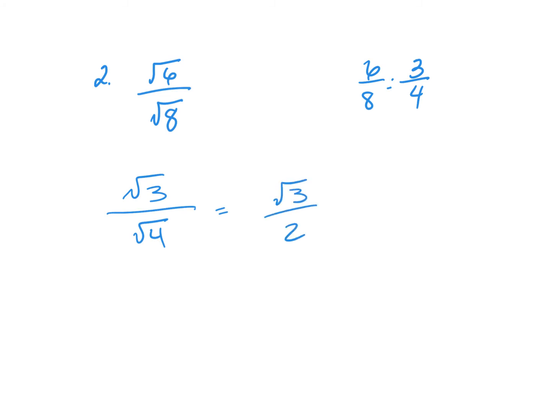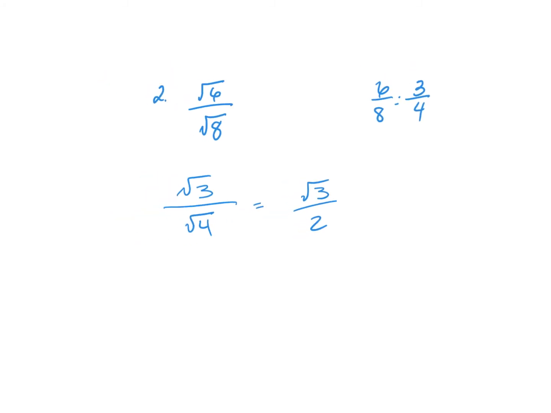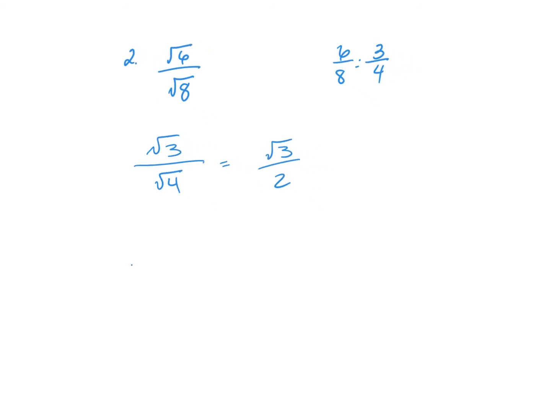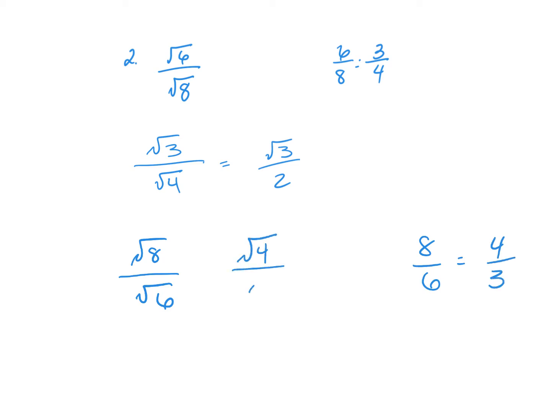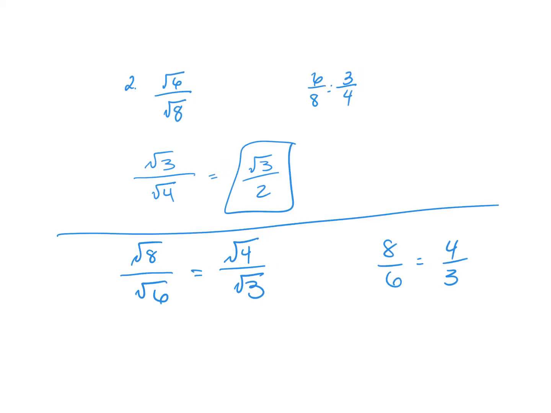Okay. All right. Now, I am going to do another problem. I'm going to do square root of 8 over square root of 6. So here you would change 8/6 to 4/3. So this is going to be the square root of 4 over the square root of 3. So the square root of 4 is 2. It comes out clean. But the square root of 3 does not come out clean. Do you see that? Yeah.